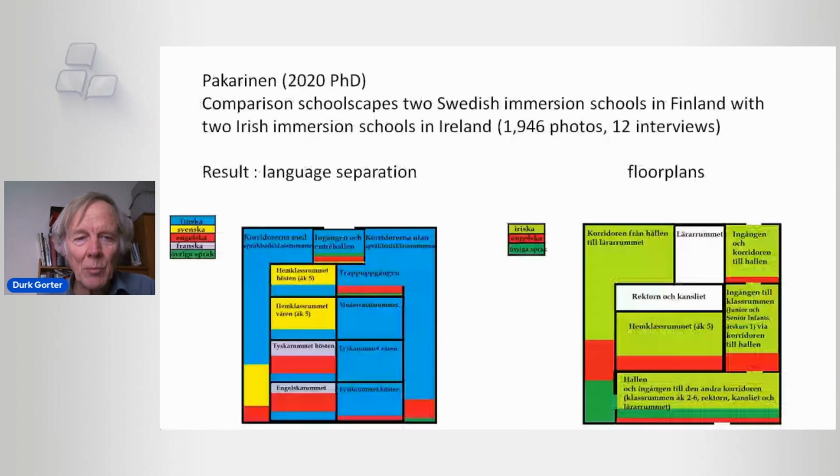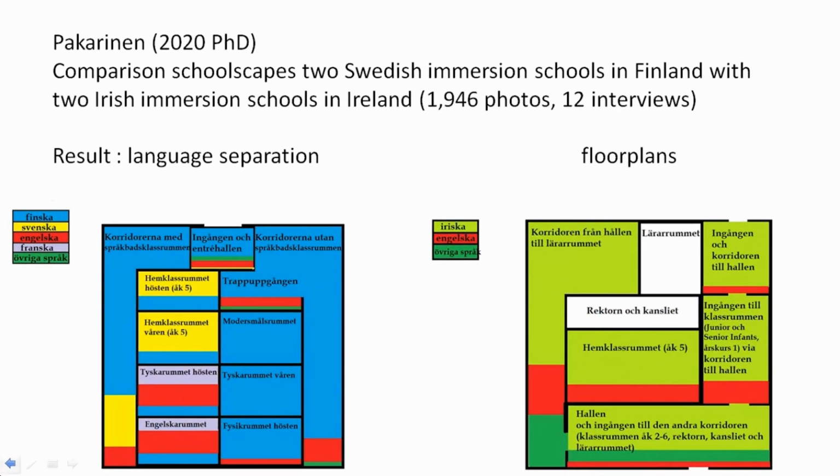And also in the PhD study of Pakarinen, we find an interesting example of how we can study schoolscapes, because she compared two Swedish immersion schools in Finland with two Irish immersion schools in Ireland. And she took almost 2,000 pictures of the linguistic landscapes of these schools. She took also 12 interviews. And what she found was language separation between the different languages.